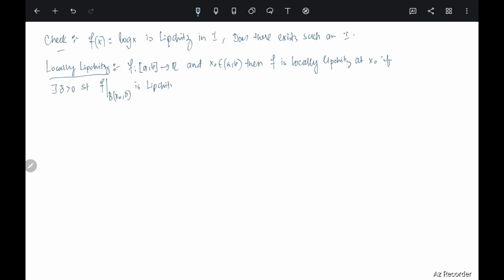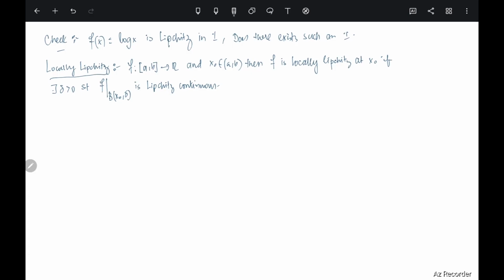So essentially what I meant by this is, if you start with x naught, you need to have x naught minus epsilon and x naught plus epsilon. Let's say some interval should be there, which is of course contained in (a, b). In that interval, if you restrict f, it should be Lipschitz continuous, right? So I hope the concept is clear.